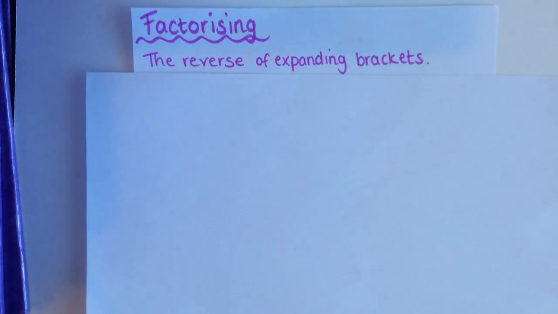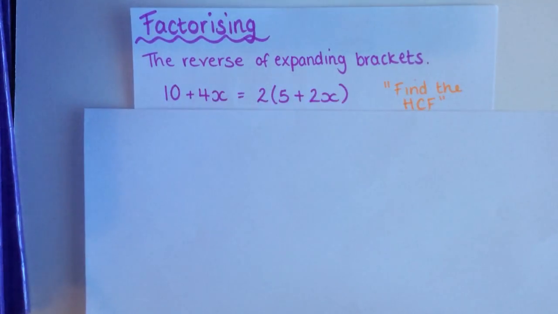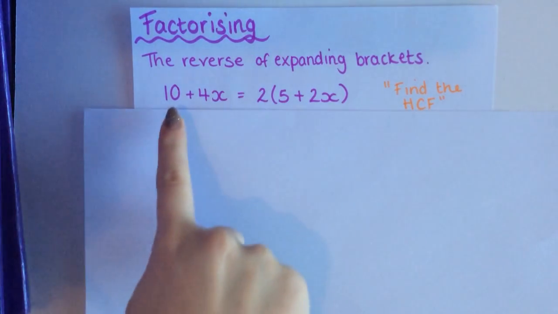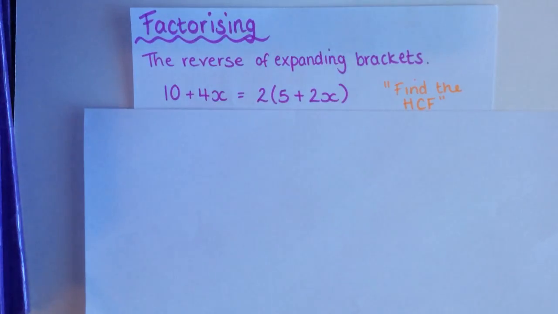Factorising is the reverse of expanding brackets. Take a look at this one. So I'm looking for a common factor out of both of those. So I'm looking for the highest common factor between 10 and 4, which would be 2. So I've taken a 2 outside the bracket.